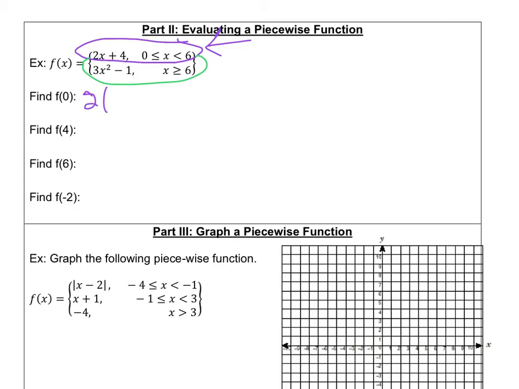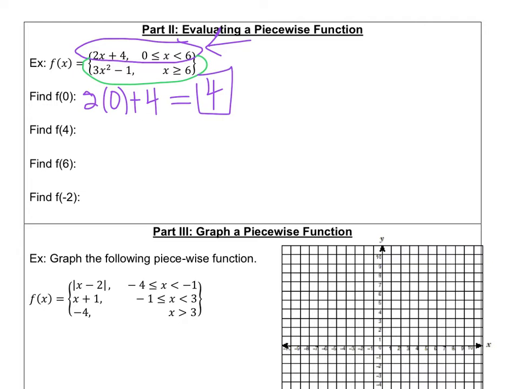So I'd have 2 times x plus 4, and my x equals 0. So I'm going to put 0 in place of x. 2 times 0 is 0, and then plus 4 would just be 4.